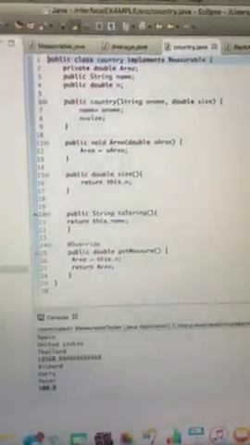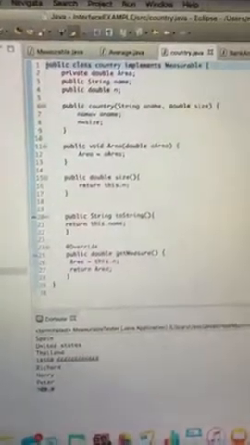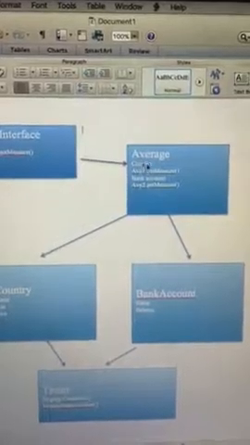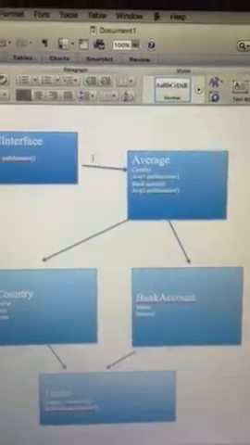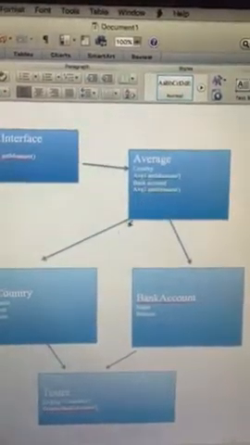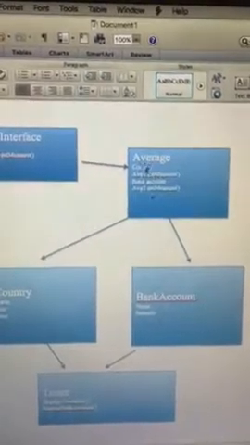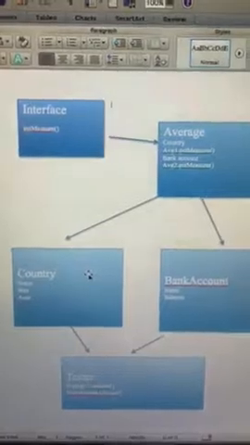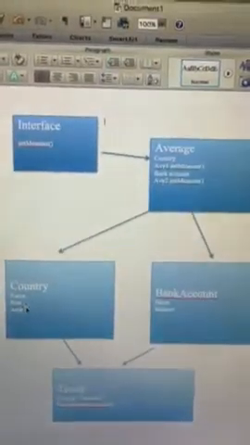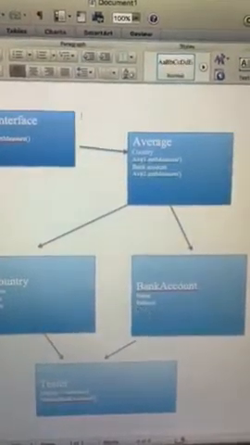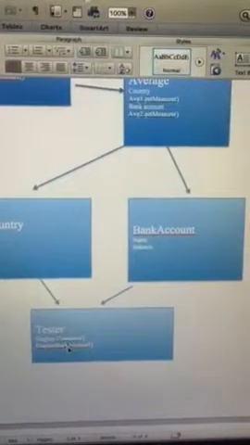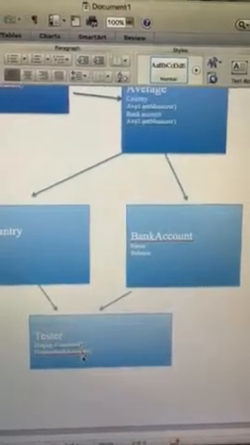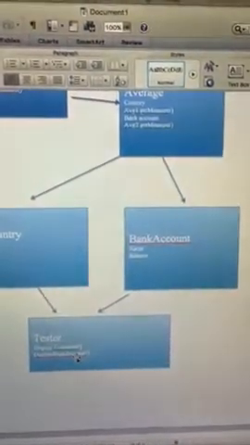So to make it so you guys understand more, it goes from the interface to my average. Average is where we do the mathematical logic. From there, it comes down to these two things, because in the average we did the mathematical portion for bank account and country. And country, we wrote the name and the size, and that's it. For bank account, we wrote the name and the balance. And in the tester, we wrote what the countries were and their parameters and what bank account was.